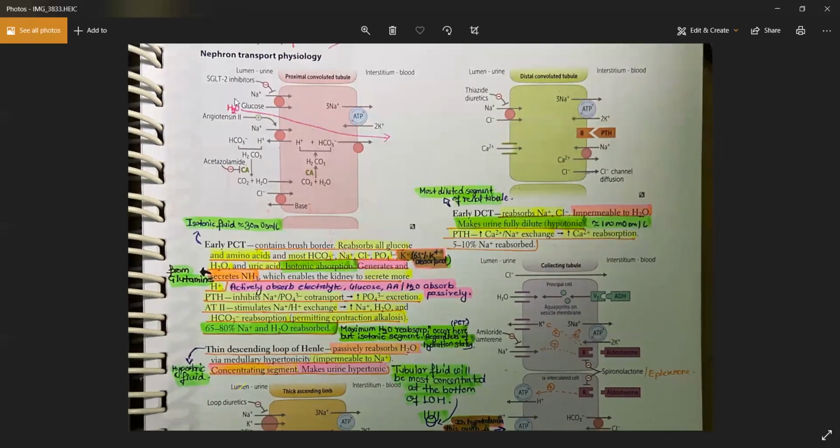Now let's discuss the proximal convoluted tubules. The majority of the reabsorption happens in the PCT. They reabsorb almost all of the glucose, amino acids, and most of the bicarbonate.